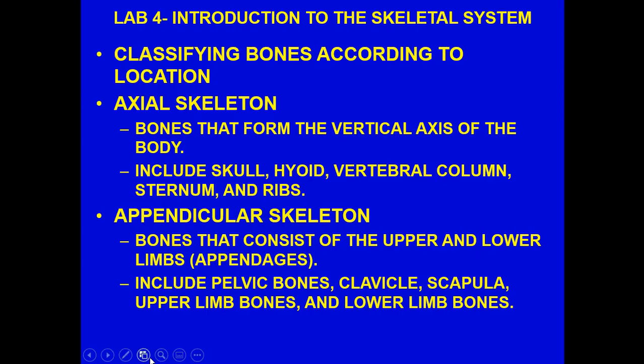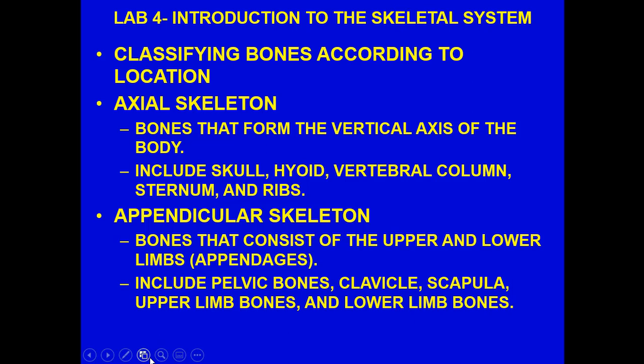Okay, now, classifying bones according to location. We're going to spend this week going a little bit into the bones, but we're going to get much more involved in the next lab on the axial skeleton, and in the week after that on the appendicular skeleton. What's the difference? The axial skeleton are the bones that form the vertical axis of the body. Now, they don't include the legs. They include the skull, the hyoid, the vertebral column, the sternum, and the ribs. That's it. Not the hips.